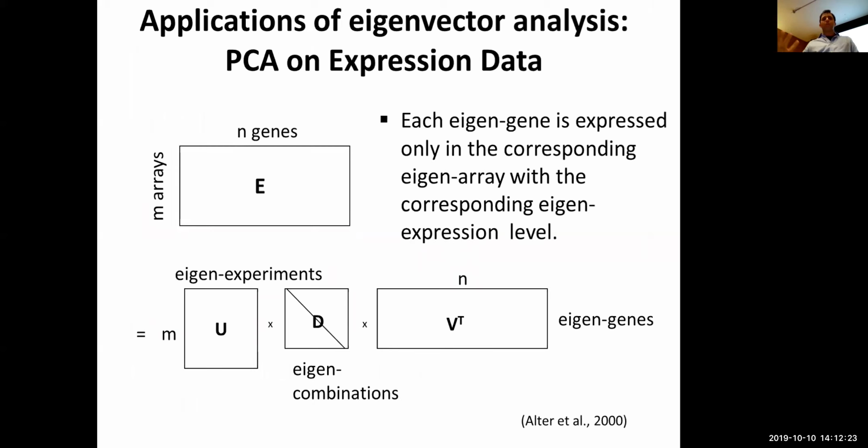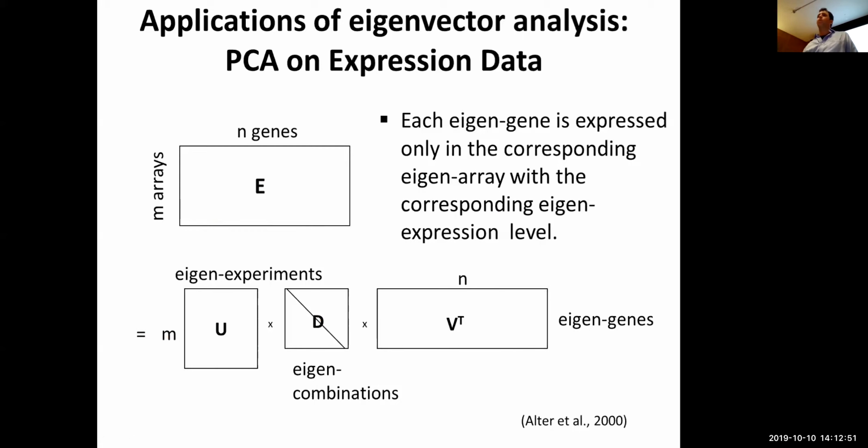And that's where all the cool stuff that we've been doing comes in. We can basically say, well, if I have n genes and m arrays, I can just look at the singular value decomposition of that. And basically, I can think of m eigenexperiments and how they relate to each other. I can think of n eigengenes and how they relate to each other. And then all of the eigencombinations between. Yes? This is still choosing some arbitrary k.